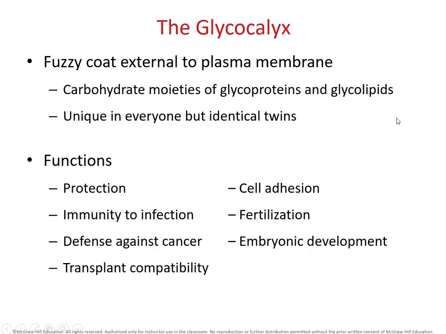Every single person has a unique glycocalyx. Every single person has a unique combination of carbohydrates that allows the cells to identify themselves as self and not foreign. The exception is identical twins who have entirely identical DNA. Okay, so outside of identical twins, everybody has a unique glycocalyx, a unique carbohydrate signature on the outside of all of your plasma membranes. This glycocalyx is involved in your immune system.